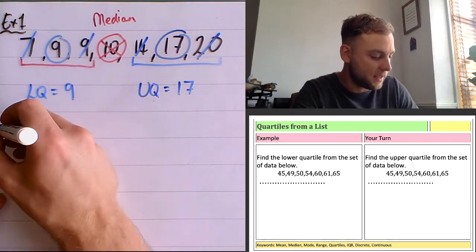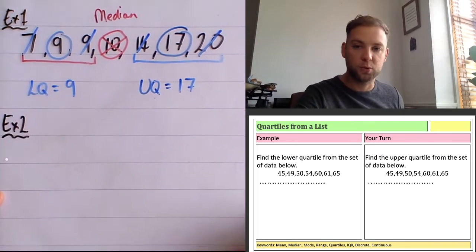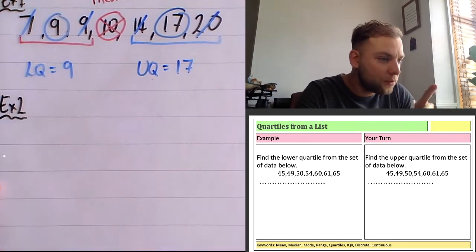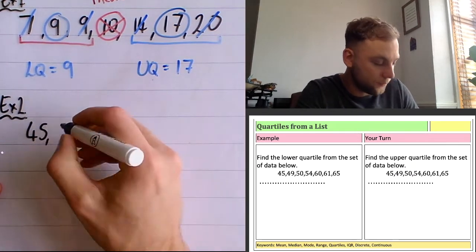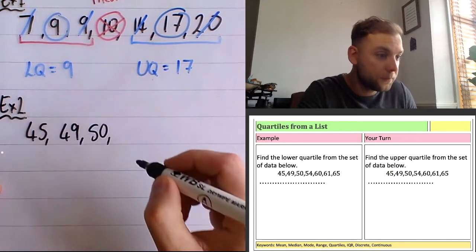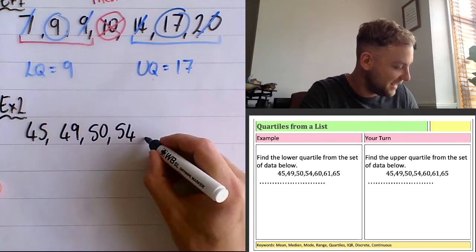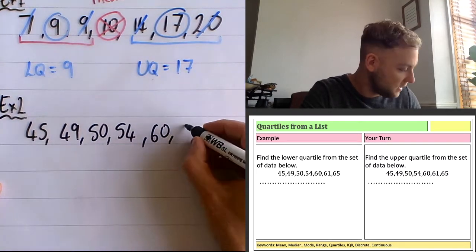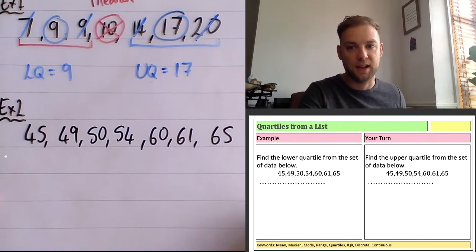So this one here is example 2. Do make sure you're getting it into your notes. So example 2. So here we've got, are they already in order? Yes, they're already in order. Super. So 45, 49, 50, 54. Make sure I'm getting these right. 60, 61. And 65.